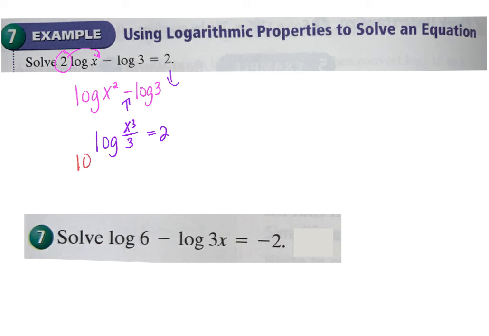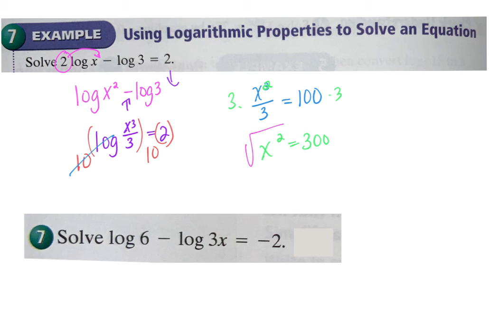So I'm going to go 10 to this power and 10 to this power. On the left-hand side, the bases cancel each other out, so I just have x squared over 3, and that equals 10 squared, which is 100, right? Multiply both sides by 3, that's squared. I don't know why I changed it to a cube. And I have x squared equals 300.